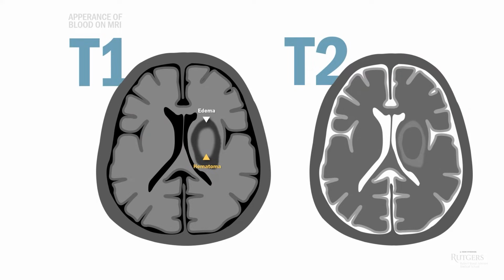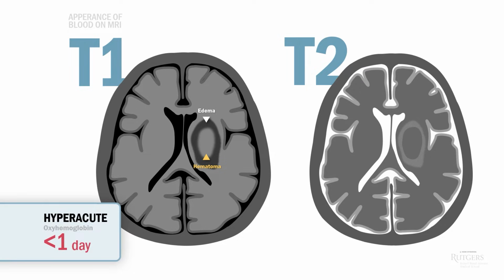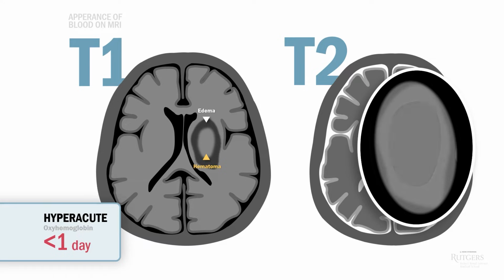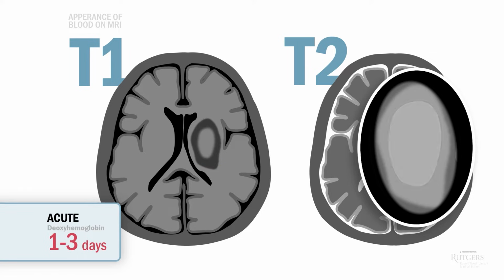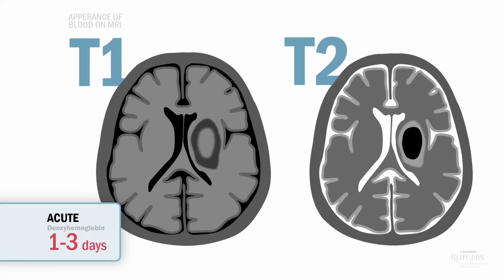As blood ages, the T1 and T2 signal changes. Let me illustrate it with an example of intraparenchymal hematoma. In the early hours, hemoglobin becomes oxidized and T2 signal slowly brightens. Over the first several days, as the oxyhemoglobin is converted to deoxyhemoglobin, T2 signal becomes hypointense.